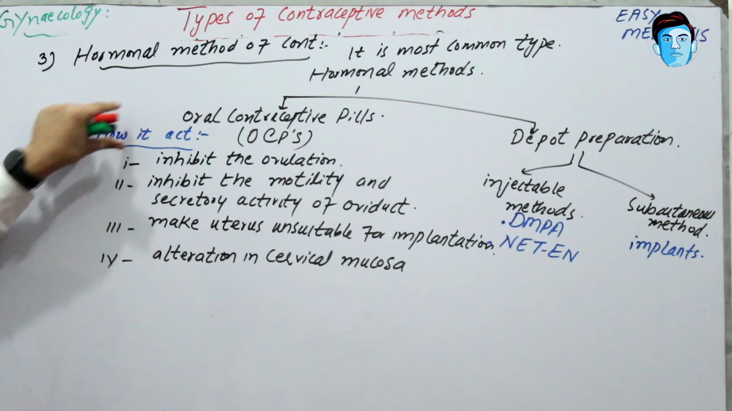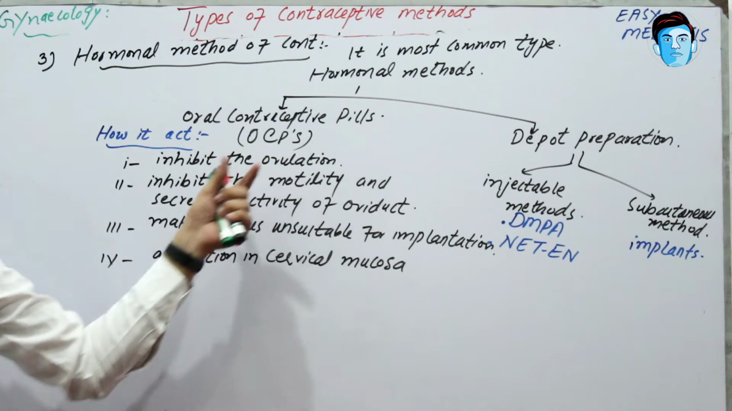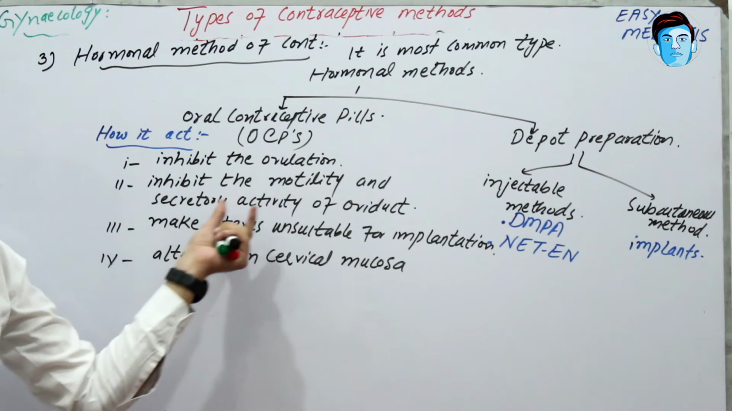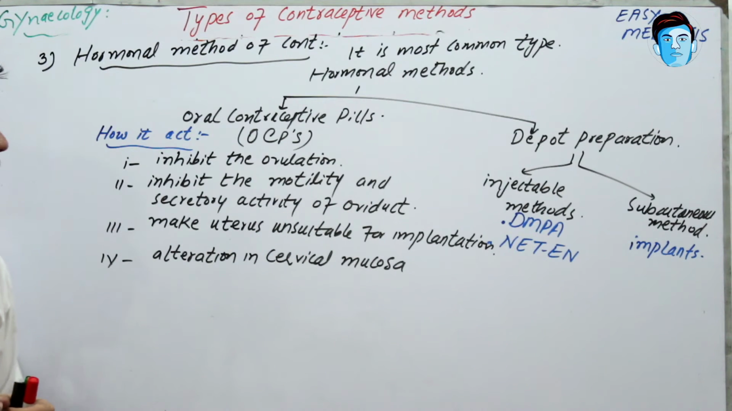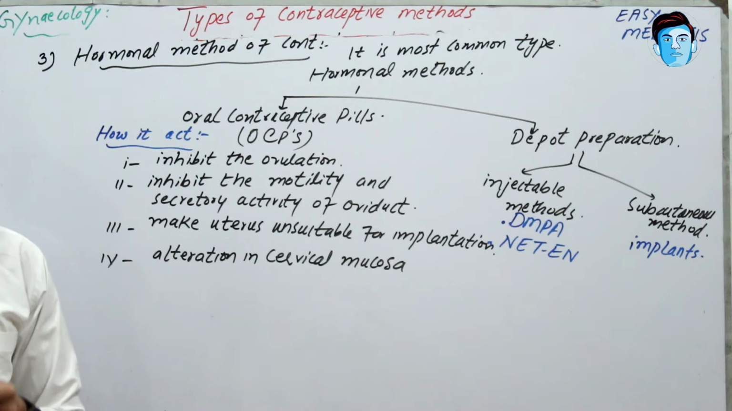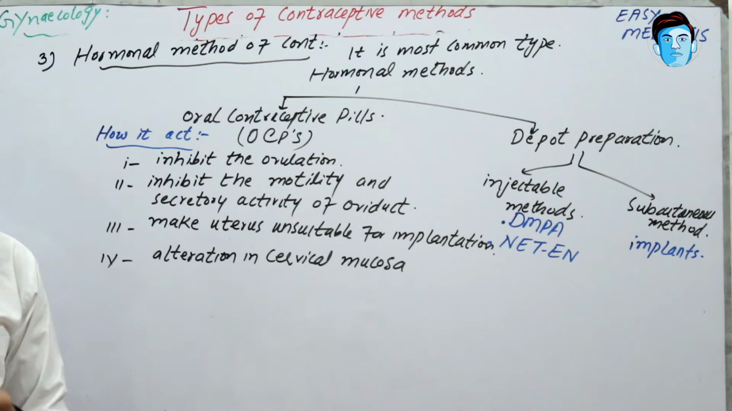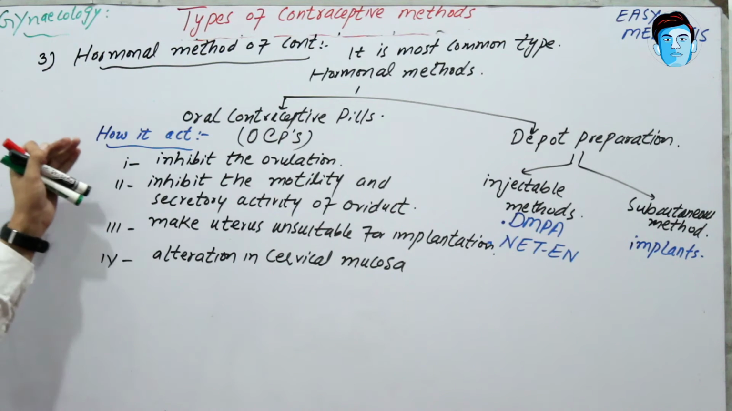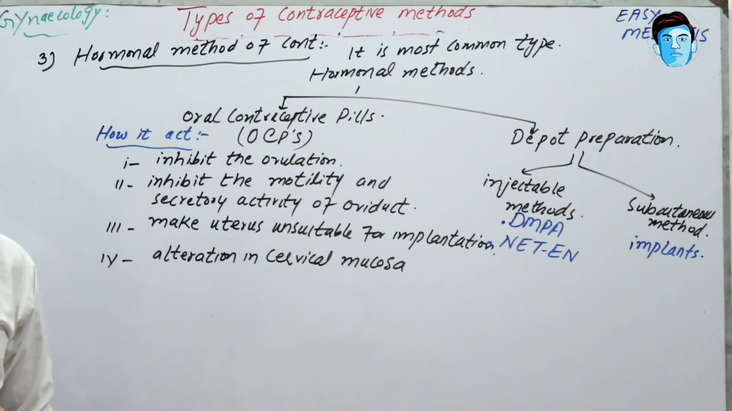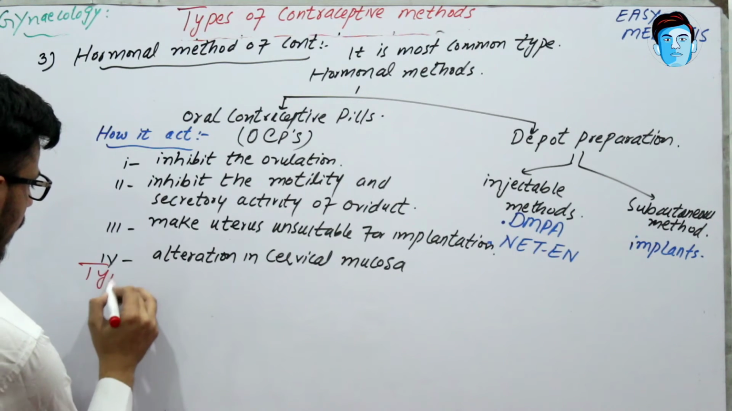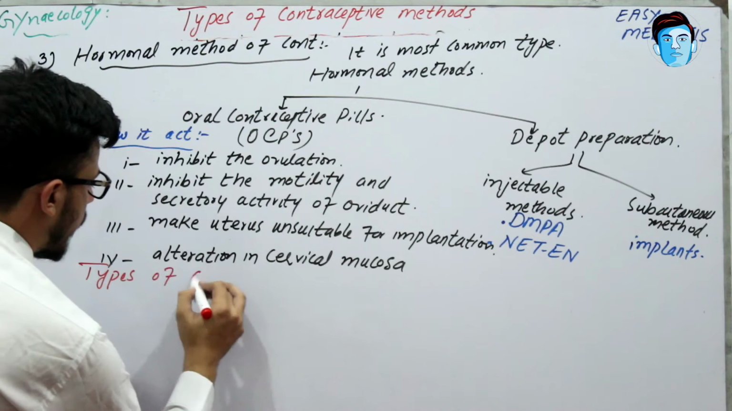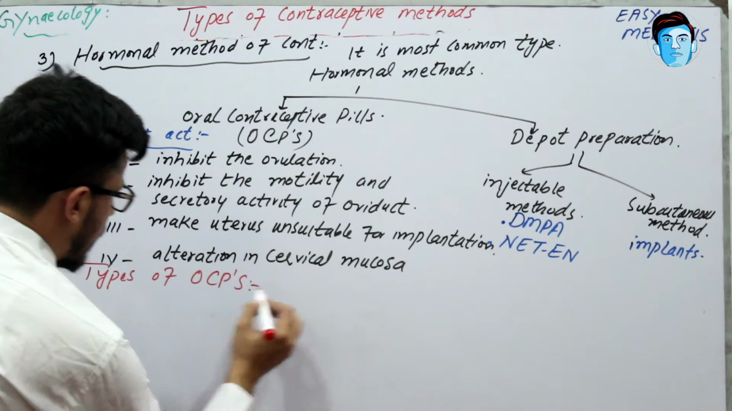So how does it act? By inhibition of ovulation. It also inhibits the motility and secretory activity of the oviduct. It makes the uterus unsuitable for implantation, and it also helps in the alteration in cervical mucosa so that the sperm is unable to enter properly. So this is how oral contraceptive pills act. Now let's know about the types of oral contraceptive pills.